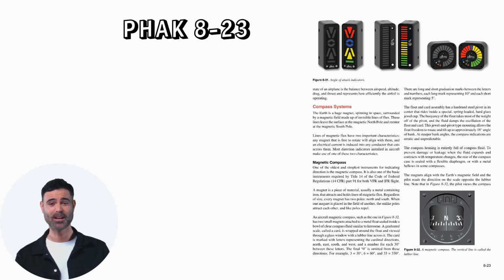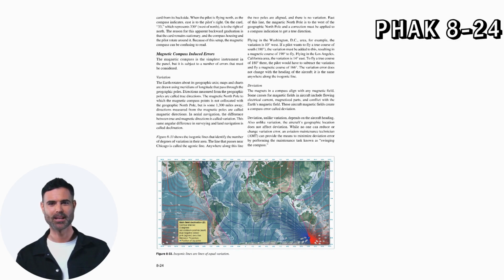The compass housing is entirely full of compass fluid. To prevent damage or leakage when the fluid expands and contracts with temperature changes, the rear of the compass case is sealed with a flexible diaphragm or with a metal bellows in some compasses. The magnets align with the Earth's magnetic field, and the pilot reads the direction on the scale opposite the lubber line. Note that in Figure 8-32, the pilot views the compass card from its backside.